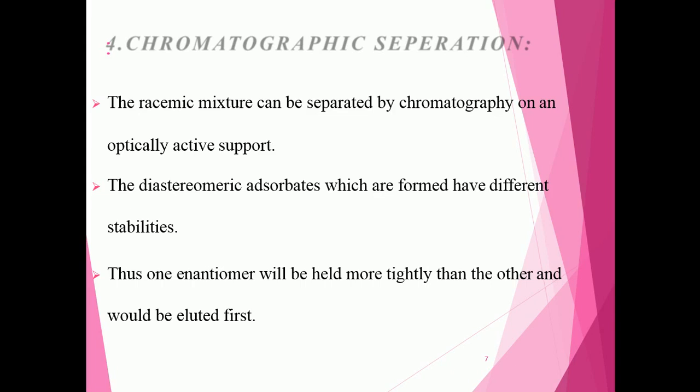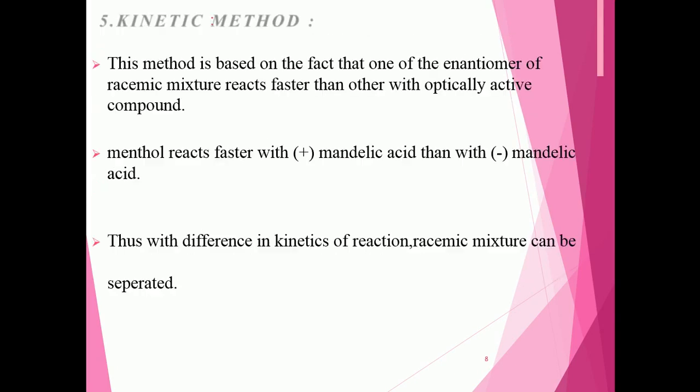Fine. So one enantiomer will be held more tightly than the other, so the other will be eluted first. It will come out first. So in that way we can also separate them. The classical example is again silica gel. Silica gel is an optically active support, a stationary phase rather.